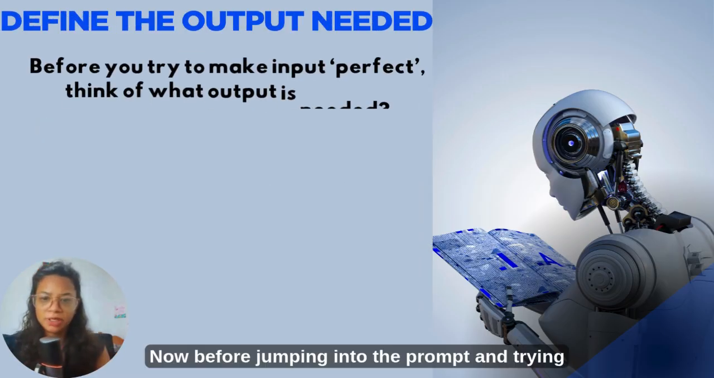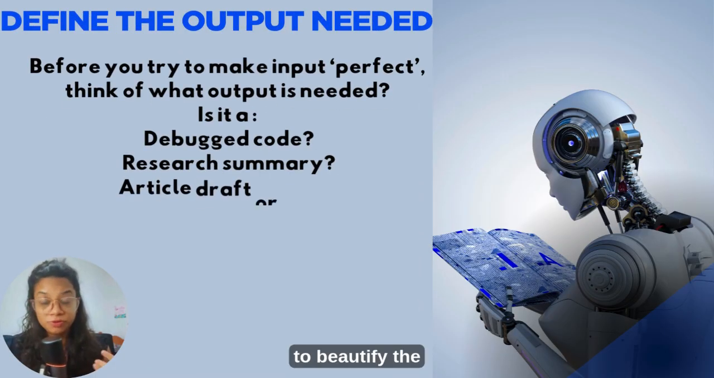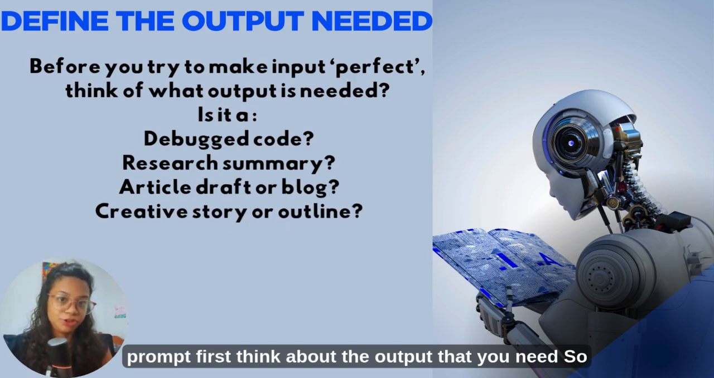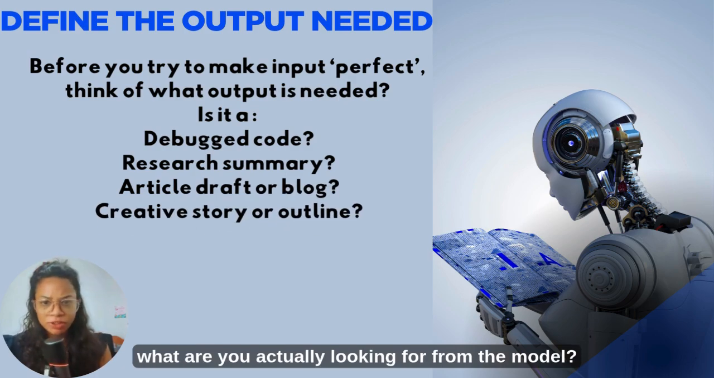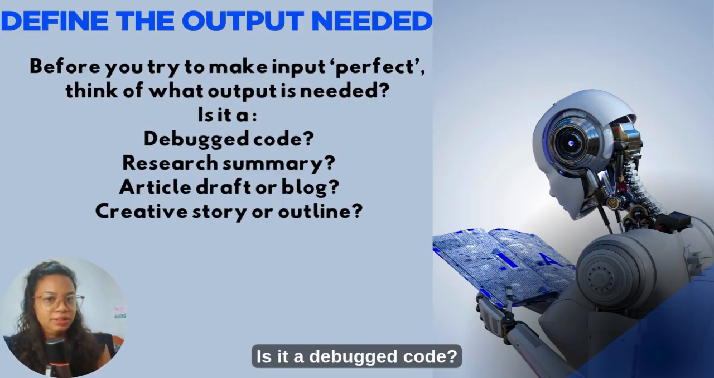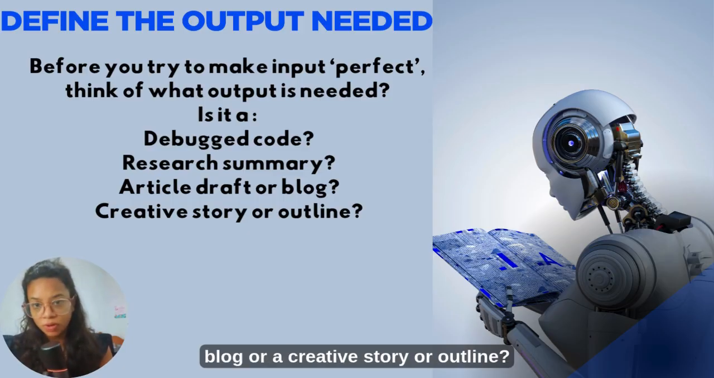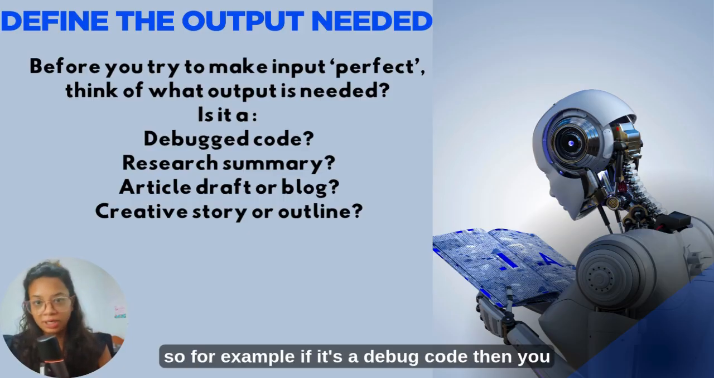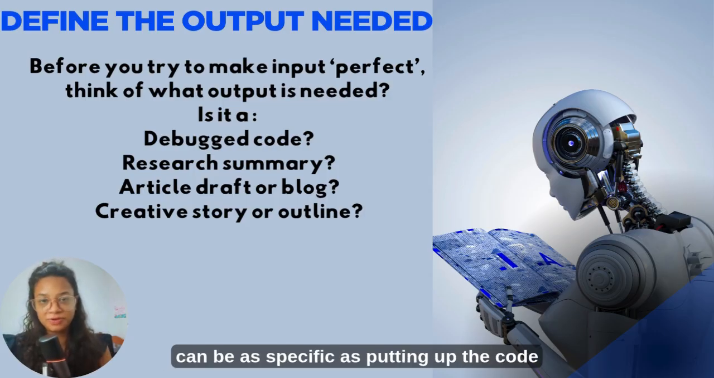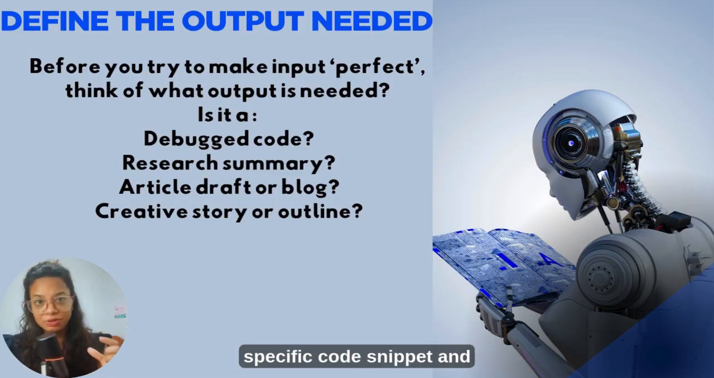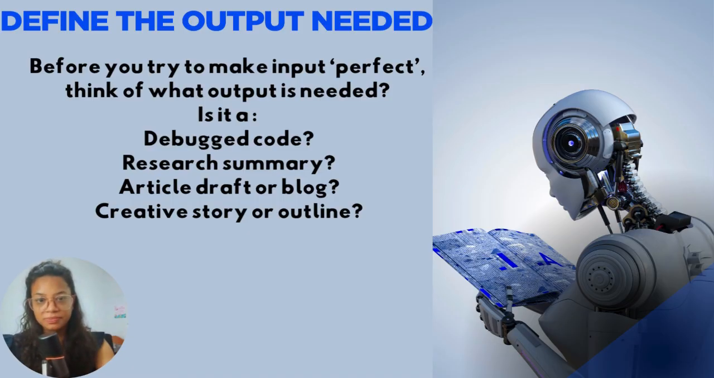Now, before jumping into the prompt and trying to beautify it, first think about the output that you need. What are you actually looking for from the model? Is it debugged code? Is it a research summary, an article draft or blog, or a creative story or outline? For example, if it's debugged code, then you can be as specific as putting up the code snippet and saying debug this specific code snippet.